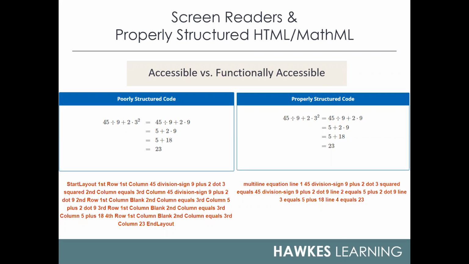So on the left-hand side, you see it says start layout, first row, first column, rather than just directly moving into the math, which is what the more concise right-hand side shows you. This again highlights that just because something is accessible does not necessarily mean it's easy for a student to use it. And it's our job as a company to make sure we're doing everything we can to properly structure our code so that students can better understand what's being read to them if they are having to use a screen reader.